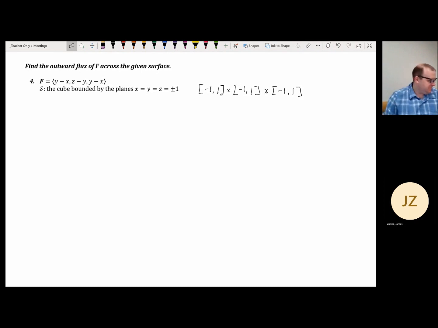If you were to do this without the use of one of the theorems, we actually did a problem like this. There are 6 surfaces you have to examine. Again, each one's not too complicated to parameterize, but it is tedious. We now have the divergence theorem, which is going to make this problem much easier.